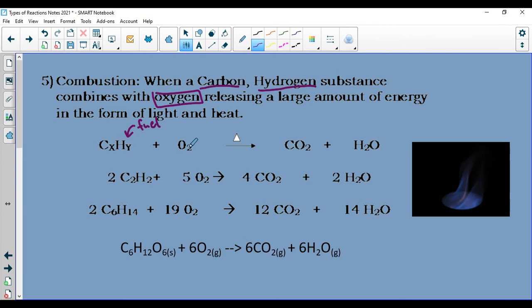If it is burned in the presence of O2 gas, this little triangle, we saw that before, but I didn't really explain it because I was interrupted. This means adding heat or energy. So when I add energy to this fuel source in the presence of oxygen, I produce CO2 and water every single time. No matter what combination of C's and H's I start with, I'm going to finish with carbon dioxide and water. I'm also always going to have O2 involved in the reaction.